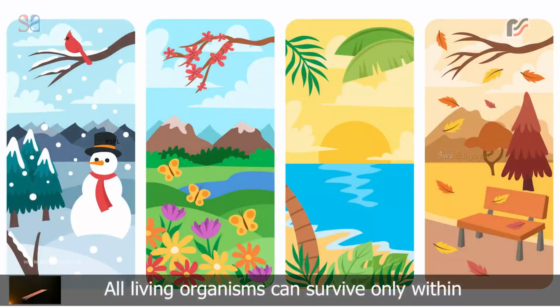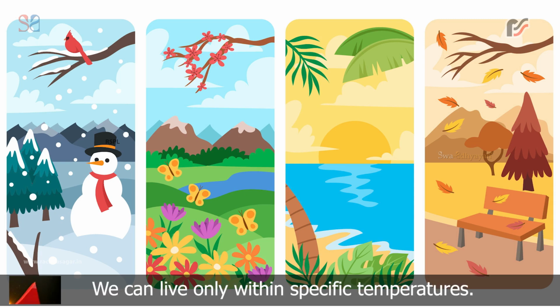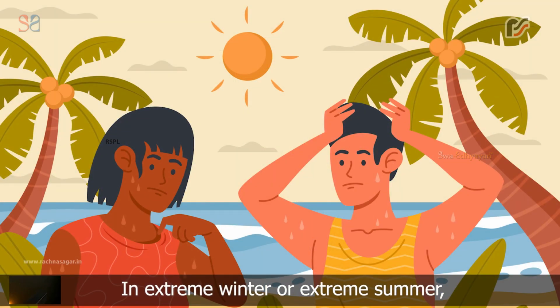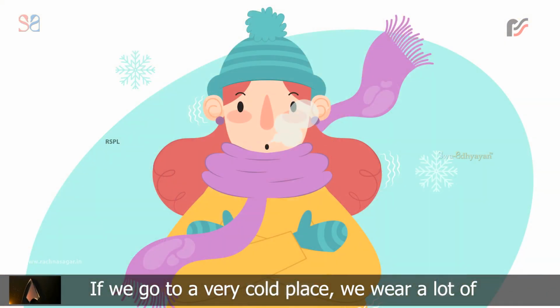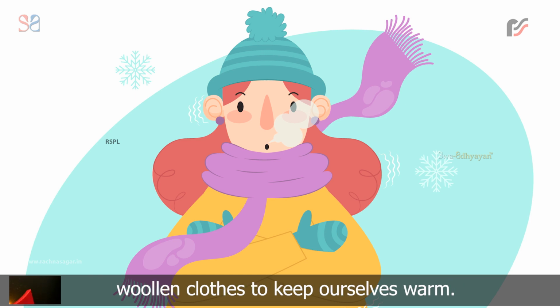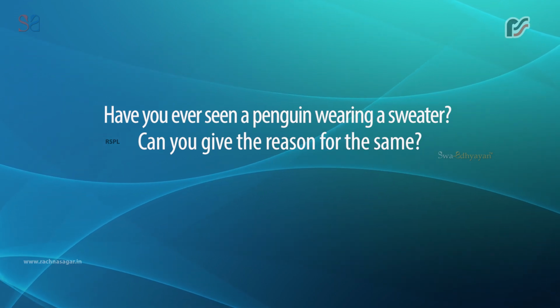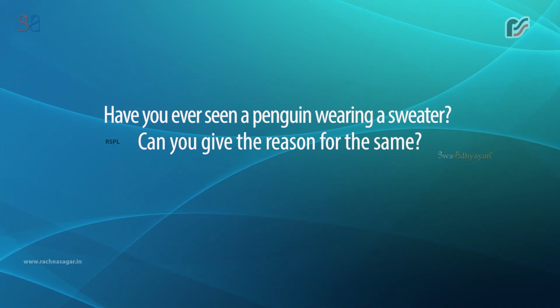Temperature. All living organisms can survive only within a specific temperature range. We can live only within specific temperatures. In extreme winter or extreme summer, we feel quite uncomfortable. If we go to a very cold place, we wear a lot of woolen clothes to keep ourselves warm. Have you ever seen a penguin wearing a sweater? Can you give the reason for the same?